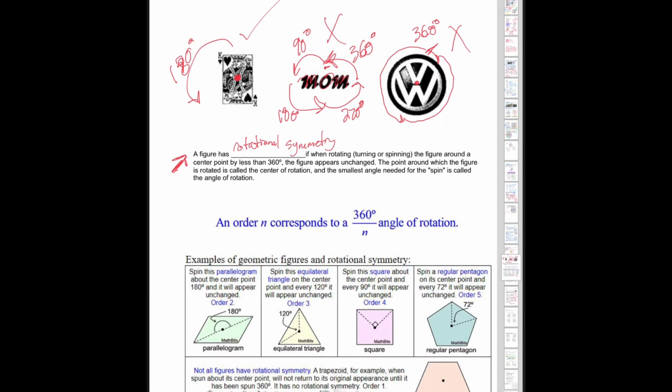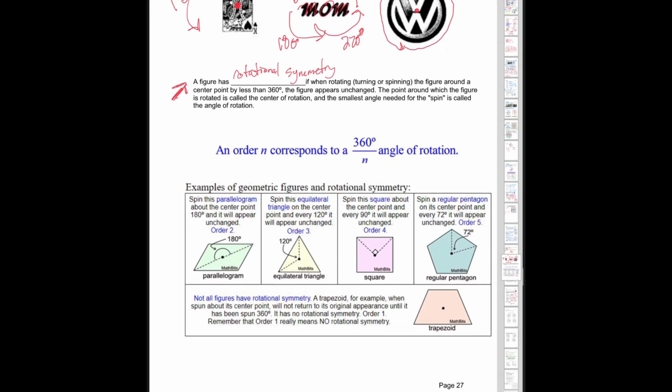Now, let's talk about a key thing here called the order, or N, for an angle of rotation. So a parallelogram has rotational symmetry. So let's talk about this with the concept of having an order.